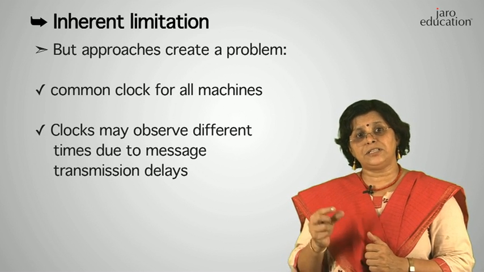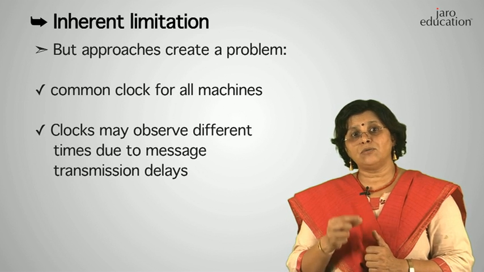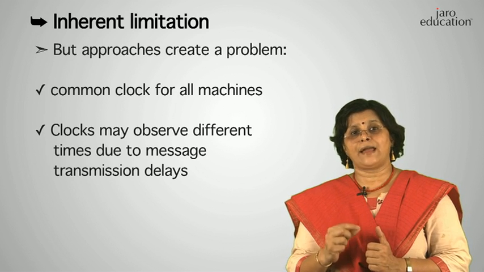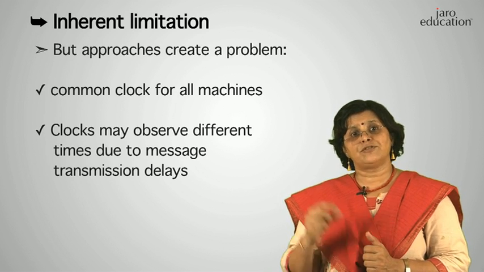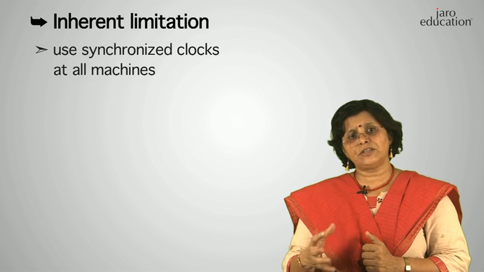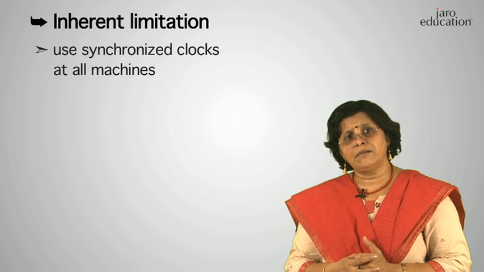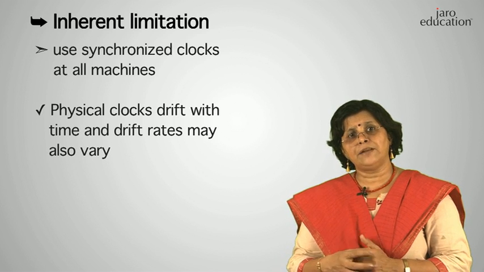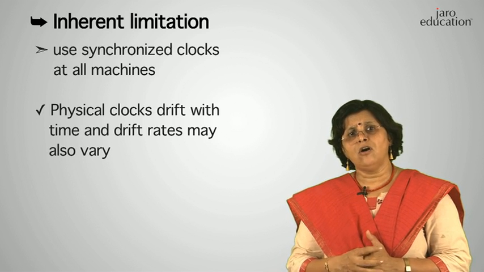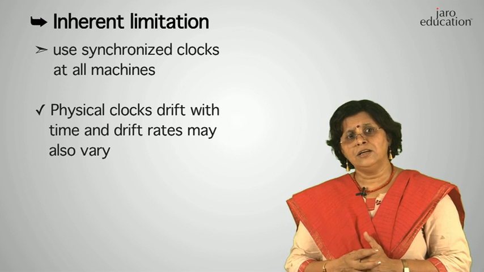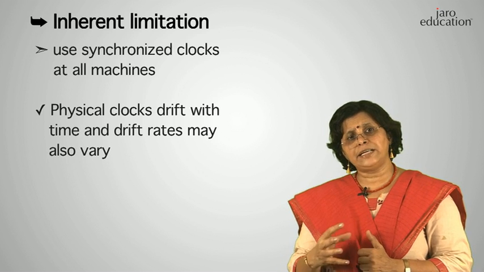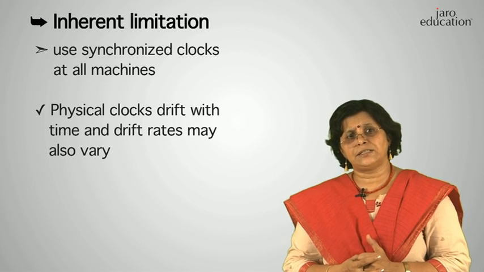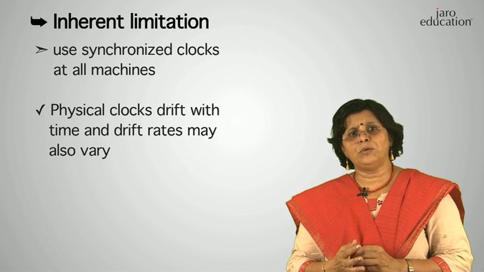So the message delay may ensure that the clock time which you have may not be accurate compared to the clock time which was actually on the clock. Suppose we were to use synchronized clocks everywhere, it is possible that on some of the machines the clock may drift. And if the drift rate is different, all the clocks will not have the same time. So these are some of the inherent limitations of a distributed system. Absence of a global clock.